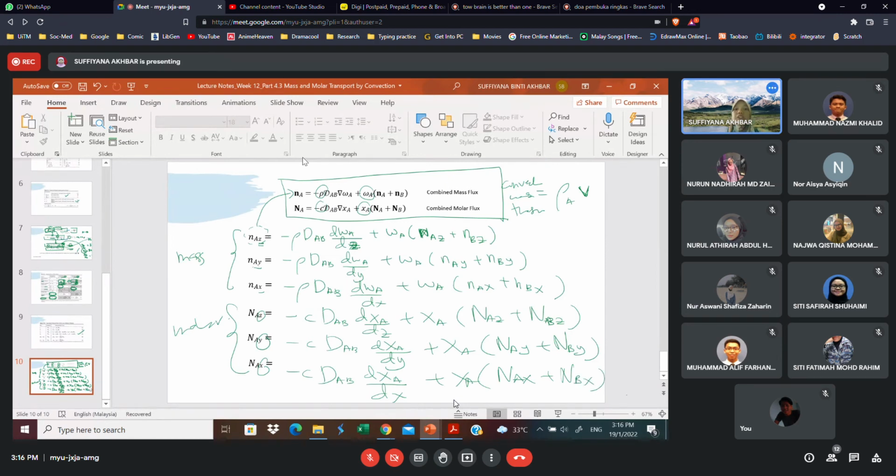Okay. So ni kalau komponen A. Kalau kita ada komponen B, similar lah. For example kita ada NBZ. So kita ubah kat mana? Dekat sini je lah. So negatif, for example, negatif rho DAB dWB per dZ plus WB in bracket NBZ plus NAZ.